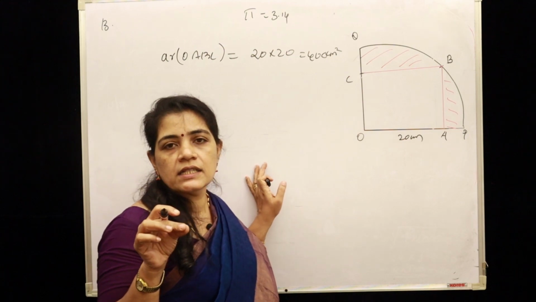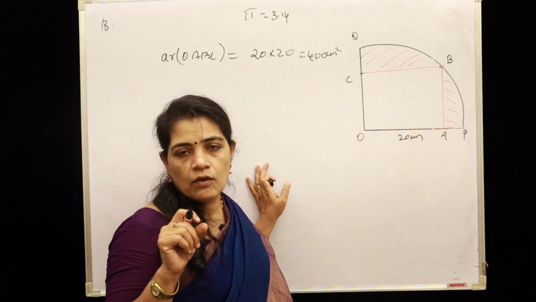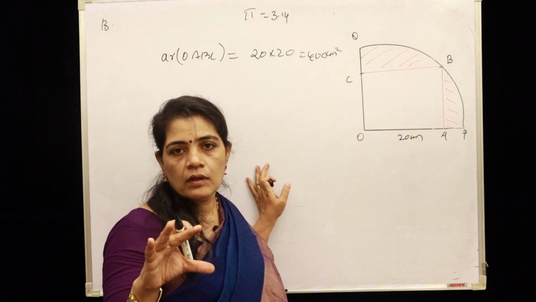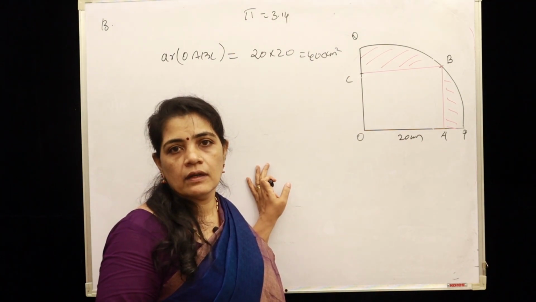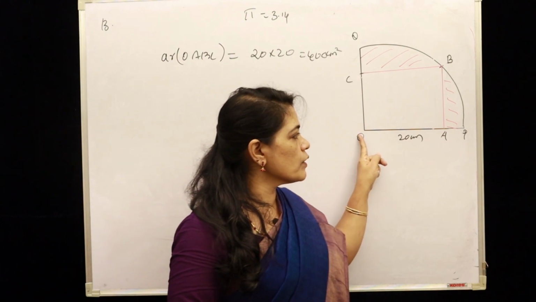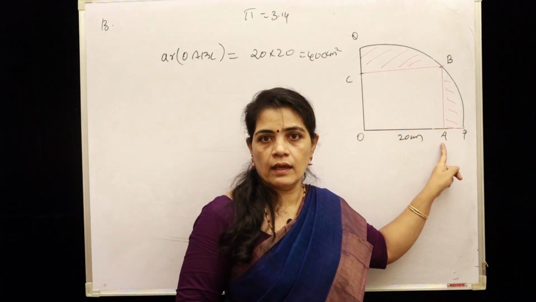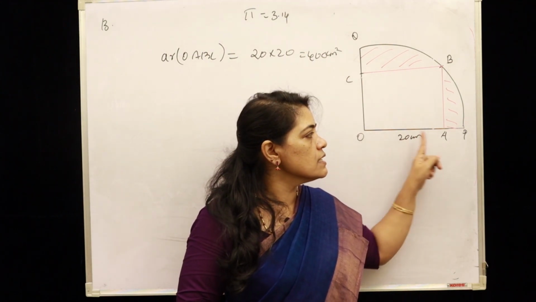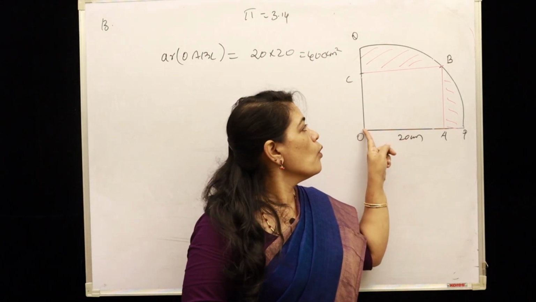This should be subtracted from the area of the quadrant. What is the area of the quadrant? Pi r square by 4. But the radius is not given. We have given only the length of OA, that is the side of the square. But here the radius is OP or OB.